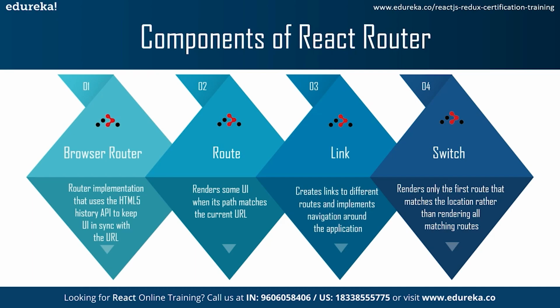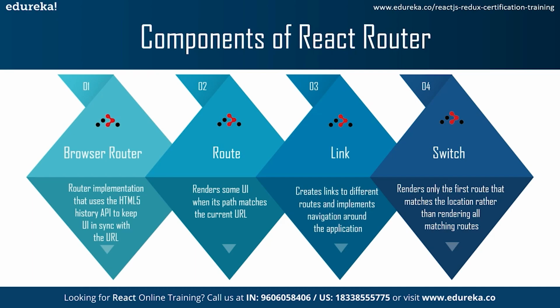Moving to Route. Route is the conditionally shown component that renders some user interface when its path matches the current URL. Talking about Link, the Link component is used to create links to different routes and implement navigation around the application, and it works like HTML's anchor tag. And talking about Switch.